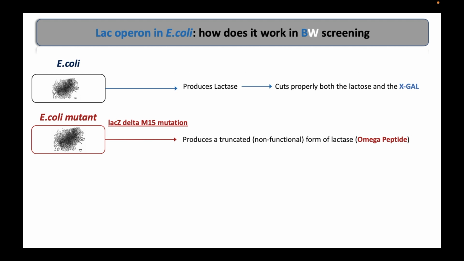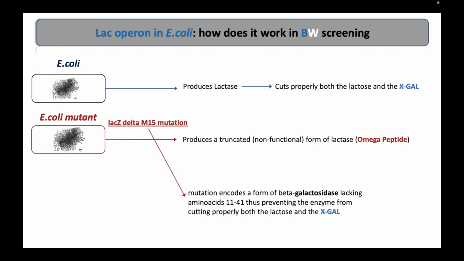What is this exactly? Basically the gene that contains this mutation produces a truncated or non-functional form of lactase, which is called the omega peptide. This mutation, as I said, encodes for beta-galactosidase lacking the amino acids from position 11 to 41, thus preventing the enzyme from cutting properly both the lactose and the XGAL compound. Both are inducible by lactose or IPTG.